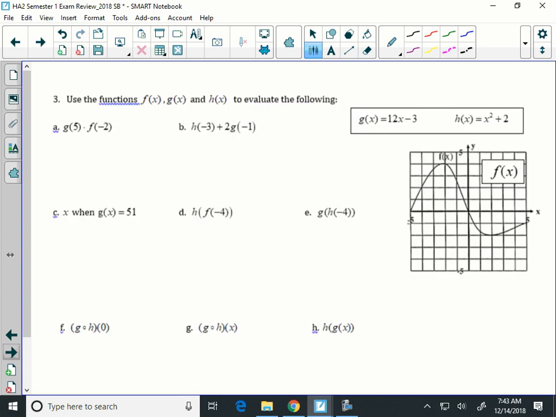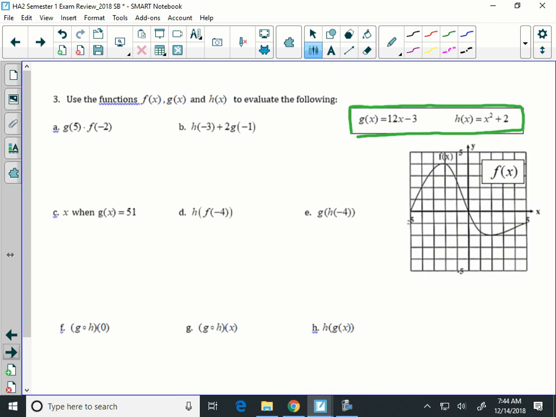All right, number 3 uses the functions G, H, and F all over here in the box and the graph. You're going to use those to answer these questions. A says we need to find G of 5 times F of negative 2. So I'm going to write it out the long way. You can do it faster if you need to, but I'm going to show all the steps just in case anyone needs to see it.